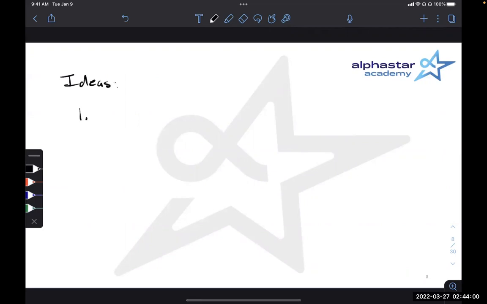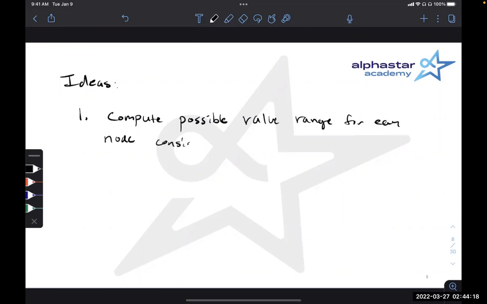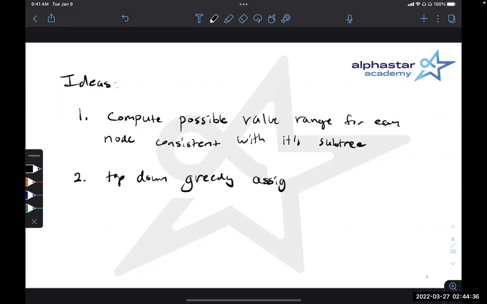One, for each node, consistent with subtree. Then if we do that, we can then do a top-down greedy assignment.